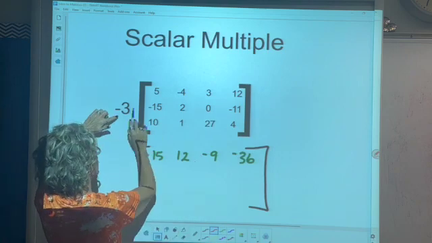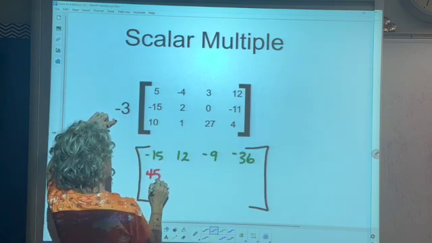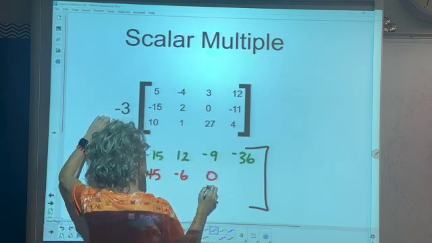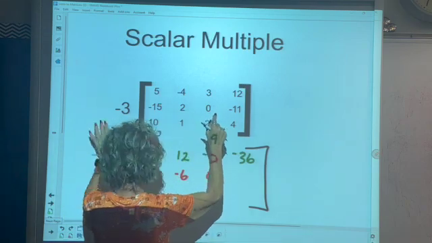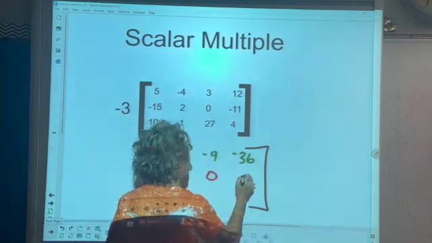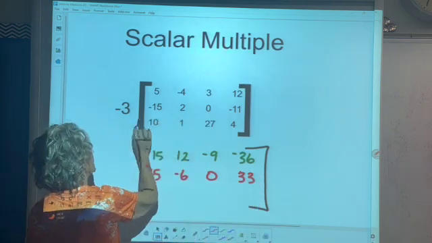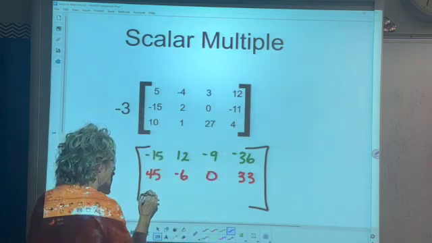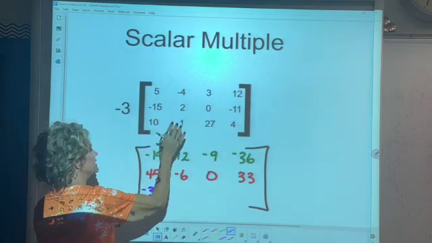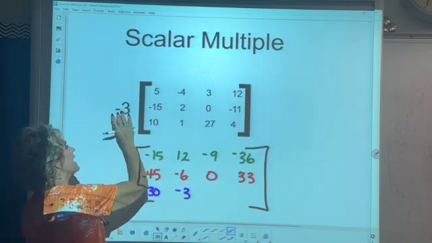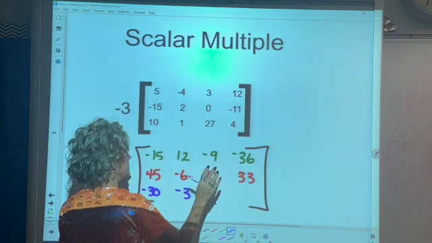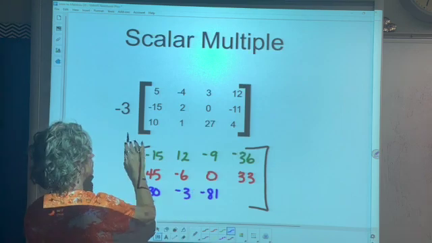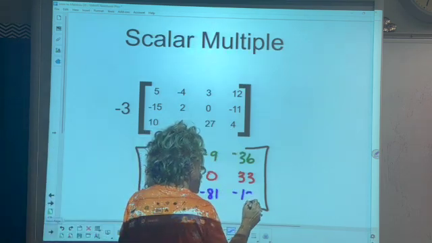Okay, I'll do color code. -3 and -15 is a +45. -3 times 2 is a -6. -3 times 0 is 0. -3 times -11. Negative and negative make for a positive. I'm going to get a +33. -3 times a +10. Again, last row. -3 times 10 is a -30. -3 times a +1 is a -3. -3 times a +27 is -81. A -3 times a +4 is a -12.